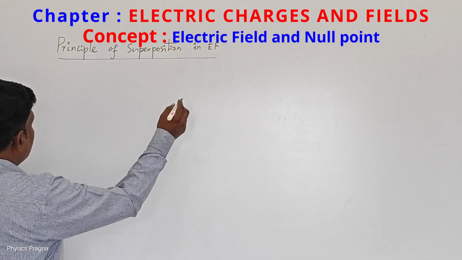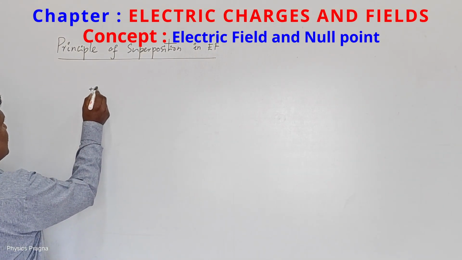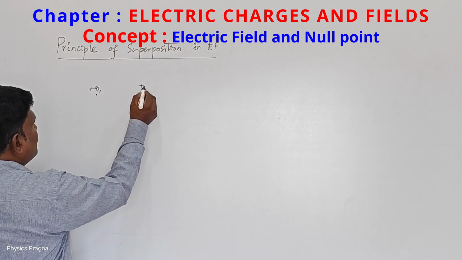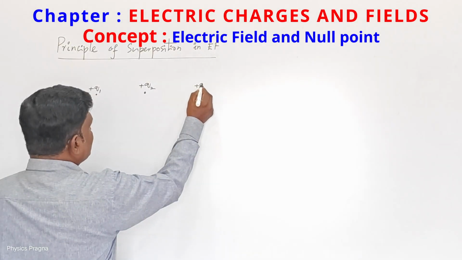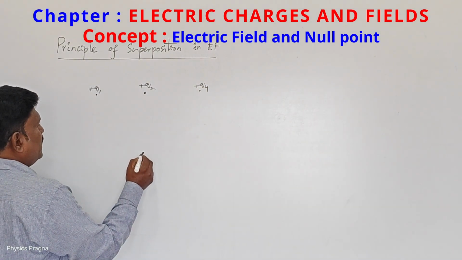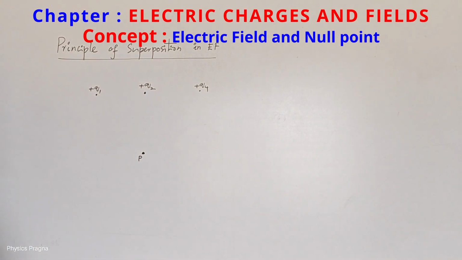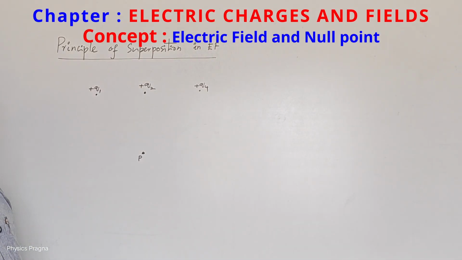Now let us see the principle of superposition in the case of electric field. Let us take some point charges. Here one point charge is there, plus q1. Here another point charge is there, plus q2, and here another point charge is there, plus q4. So here I have taken a point P. At point P, we have to calculate the resultant electric field due to the charges.